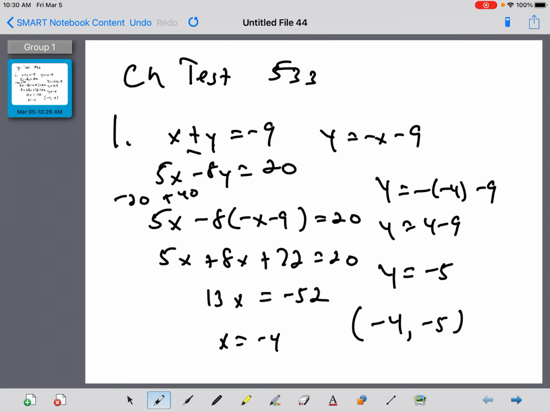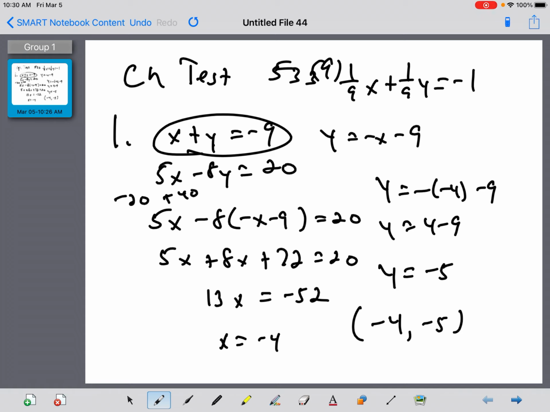Now, maybe on your test, what if they started with this and said 1/9 x plus 1/9 y equals -1? Wouldn't you want to make the adjustment and multiply both sides by 9? And then you'd have x plus y equals -9, which is where you started. So don't get too concerned about fractions or decimals. Just make them into whole numbers and you should be fine. All right.